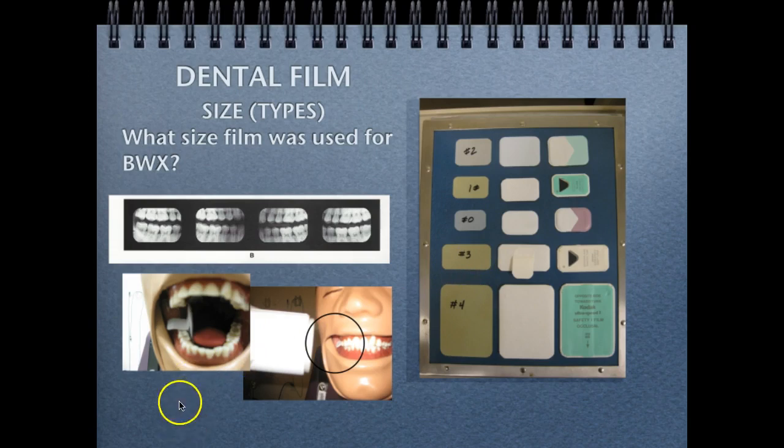And then with film, you have a bite tab. You place it in the patient's mouth in a particular area and position, aligning the PID in a proper position, and you would have a diagnostic quality BITEWING radiograph.